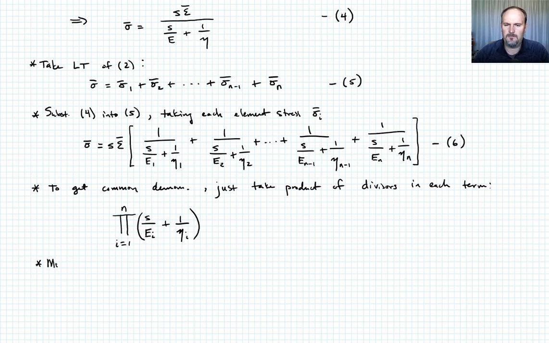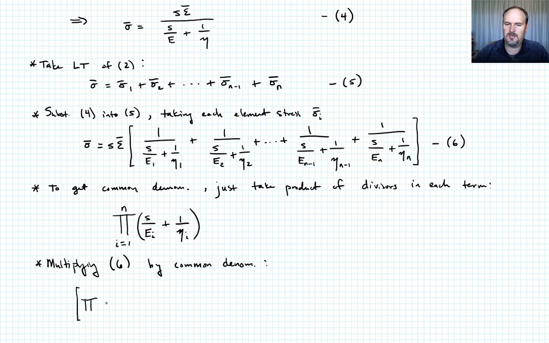So multiplying equation 6 by the common denominator, what do we end up with? Well, the left-hand side is easy. That just looks like, I'm going to try to pull this out so we can see where we're at.